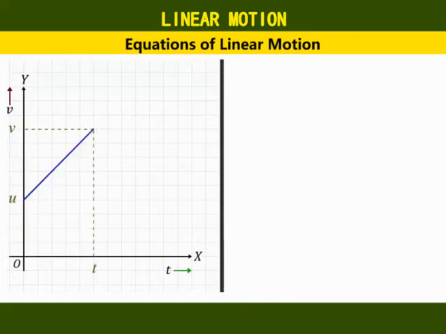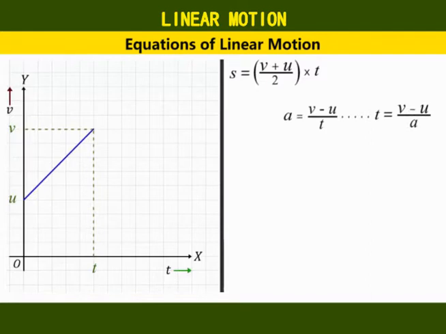The last one. Displacement s is given by ((v + u)/2) × t. And we also know that acceleration a = (v − u)/t. We can rearrange this into t = (v − u)/a. And then we substitute this t, so that we have s = ((v + u)/2) × ((v − u)/a).